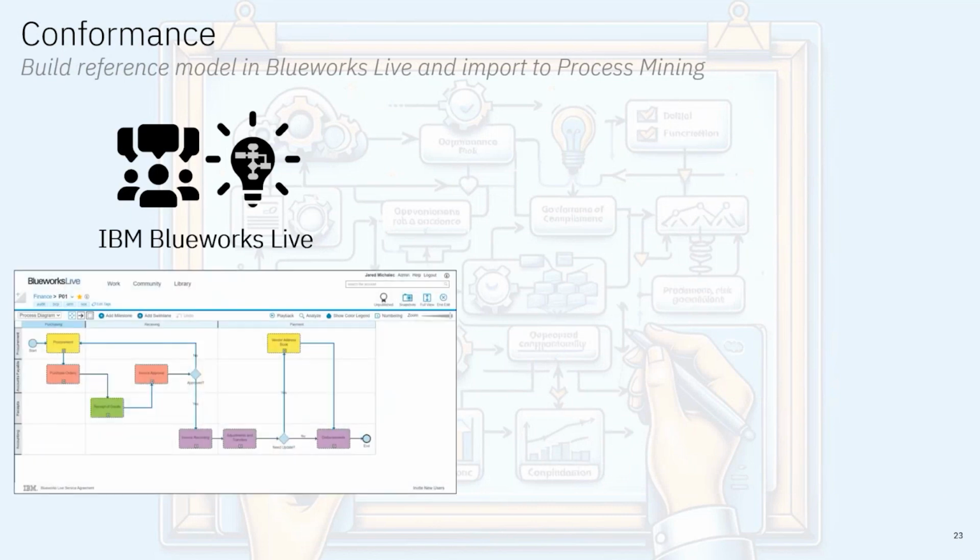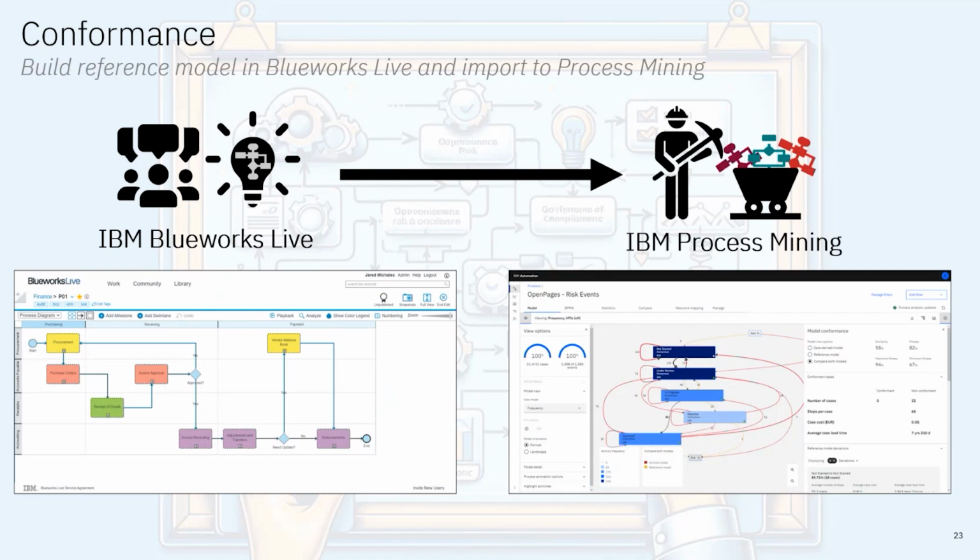And then conformance, right? We've modeled something in Blueworks. How do I know that it's actually running the right way? So this is kind of the 3 legs of the stool. Now we're talking about going from Blueworks, importing that process map into Process Mining to overlay with the information that we've captured from OpenPages and understand where are the differences and why are there differences, and are they going to be important differences or not.